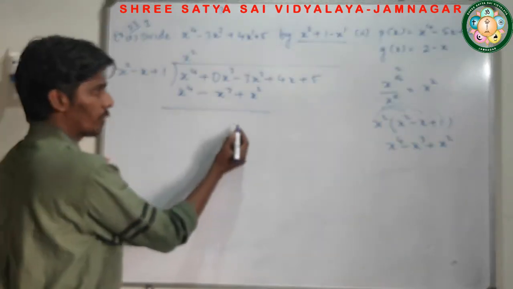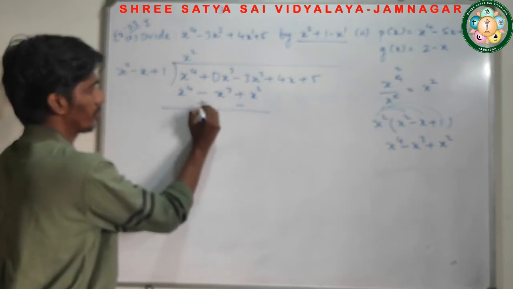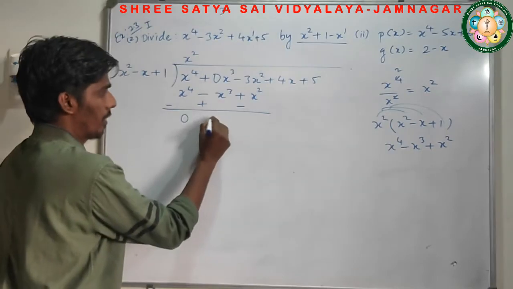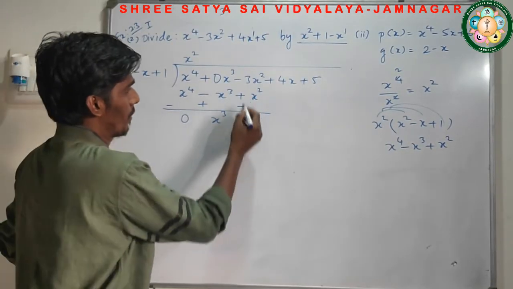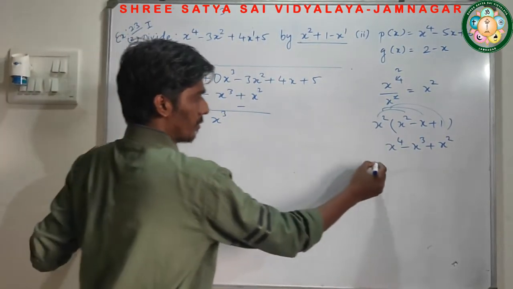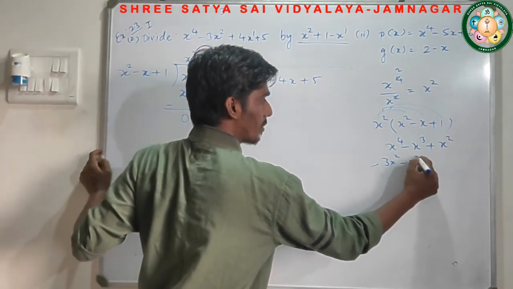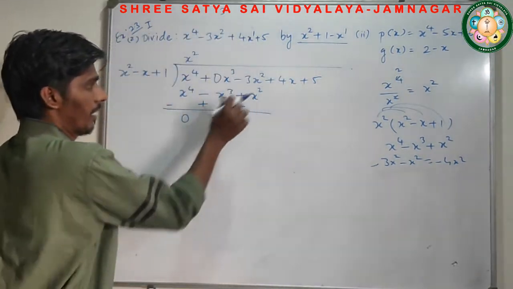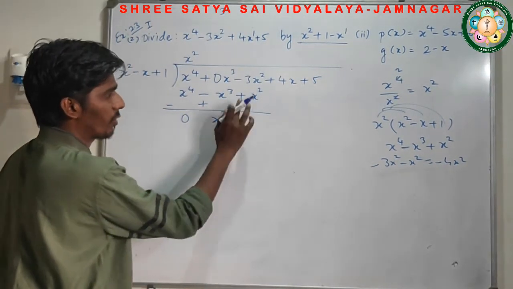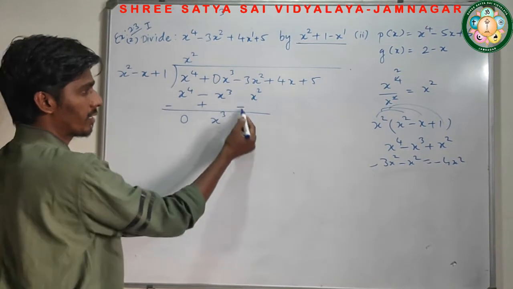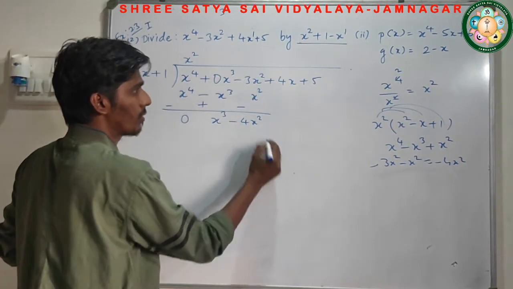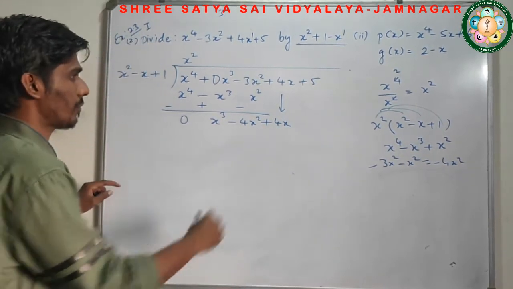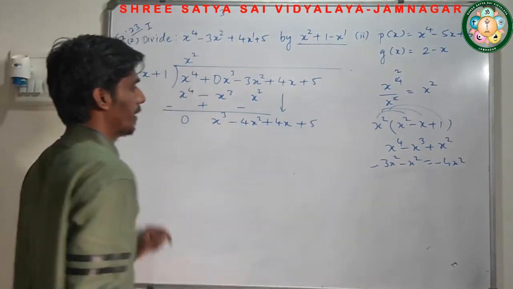Change the sign as you are going to subtract them. And here minus x raised to 4, 0 x cube, minus 3x square minus x square. Minus 3x square minus x square, it's what? Minus 4x square. As I told you, once we change the sign, we are not supposed to consider the old sign. Minus 3 minus 1 is minus 4x square. Carry this one, 4x. Take this also, plus 5.